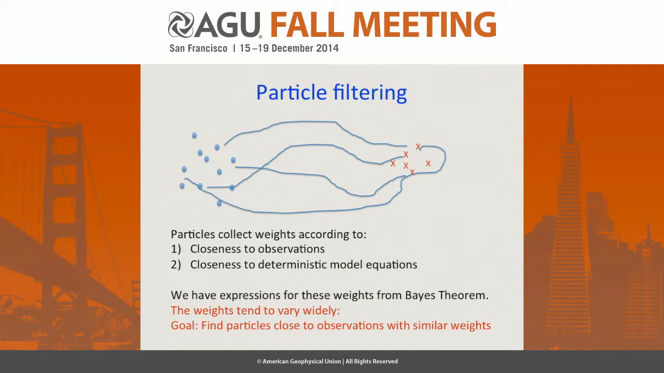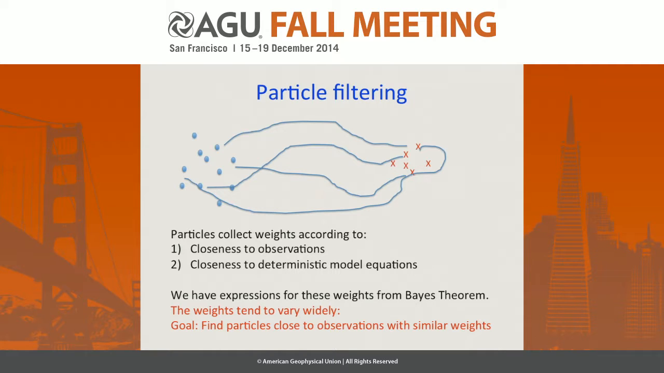Now, in particle filtering, you collect weights, and the weights are caused by two processes. One of them is how close you are to the observations. The other one is how close you stay to the deterministic model equations. It's this balance that determines the final weight of the particles. We have an exact expression for these weights, which we can just calculate exactly. Now the thing with particle filtering is that the weights tend to vary widely.